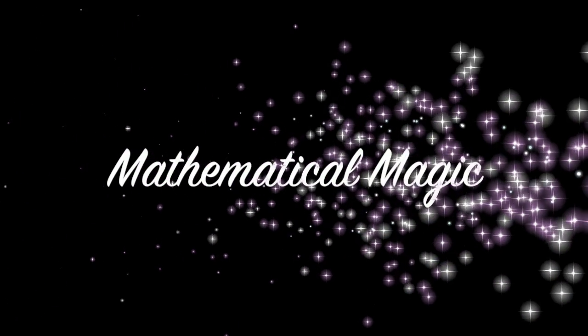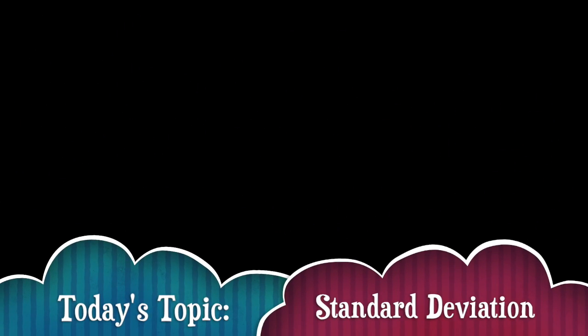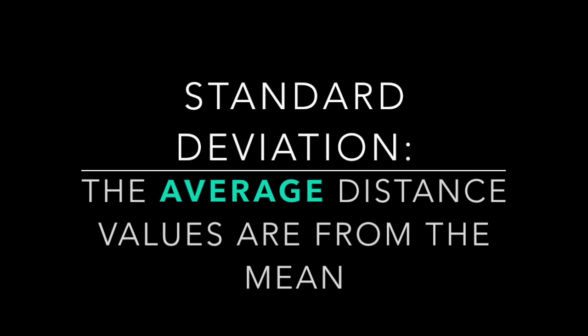Welcome to Mathematical Magic. Today's topic is standard deviation. Standard deviation is the average distance values or observations are from the mean. Notice I said average. Not all the observations are going to be the same distance from the mean.